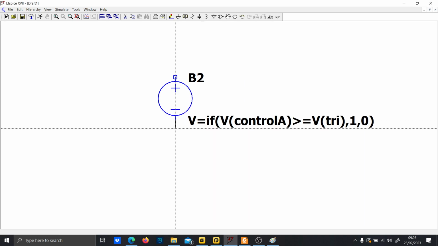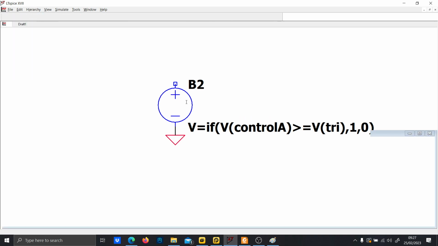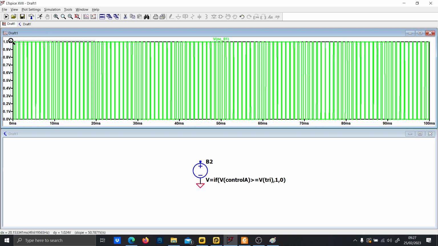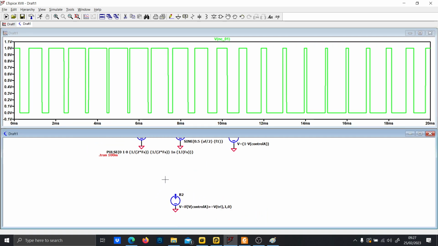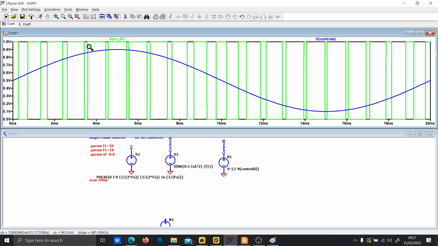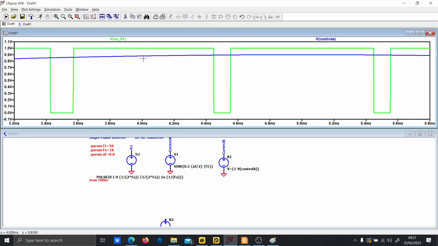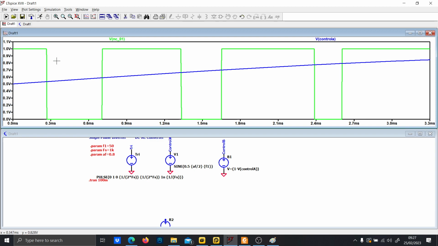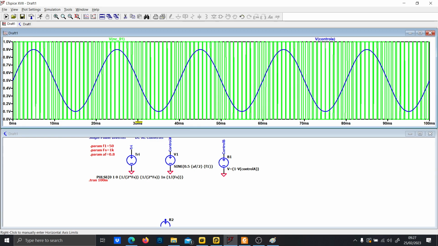And by saying just this, you are generating, as you can see, a variable square waveform which will follow your control voltage. As the control voltage approaches 1, you can see that the square waveform has a higher width, and when you have lower values, the square waveform is smaller, as you expect. So now you have a variable PWM according to the sine waveform.